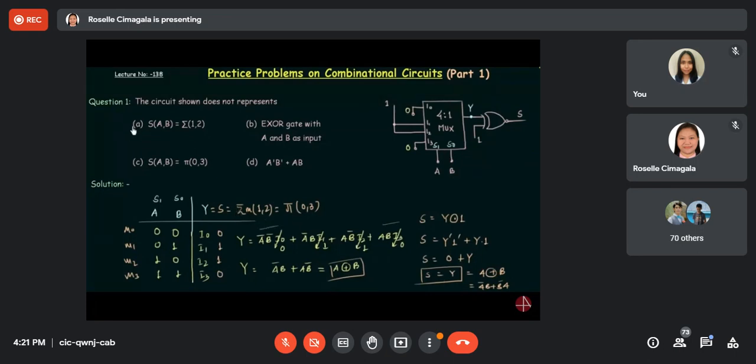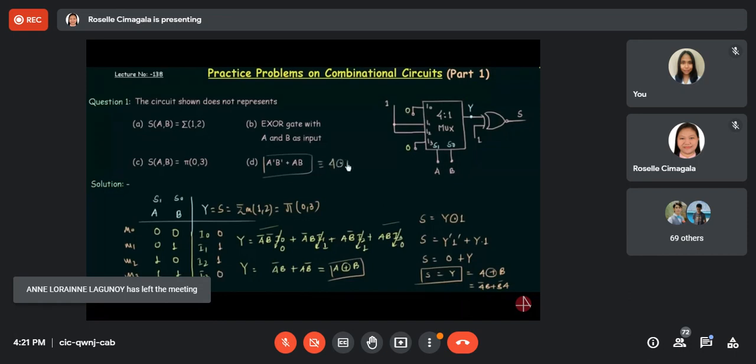So the option A is definitely representing our S. Option B is also representing our S, XOR gate with A, B as input, and option C is also representing our S. That's why A, B, C are correct, then definitely D is wrong. And also you can see that A complement B complement or AB is not equal to A XOR B, which is definitely not equal to our S. So D is the answer of this question, and it is all you have to do in this problem.